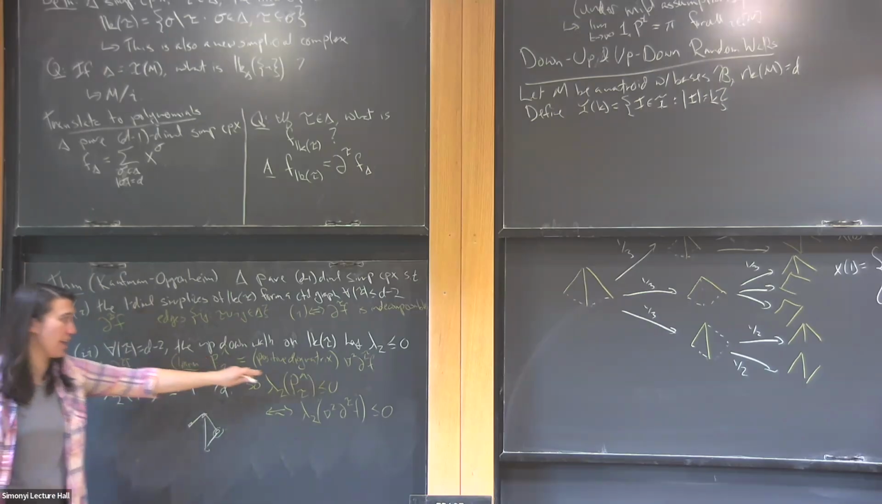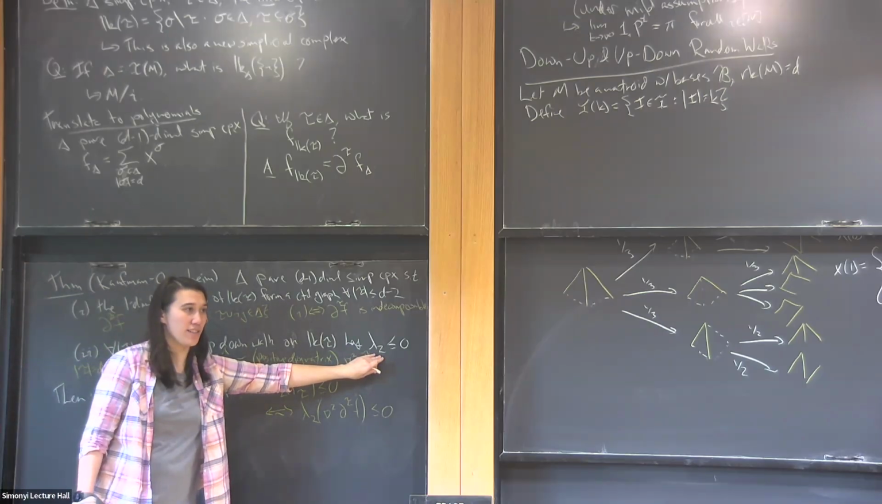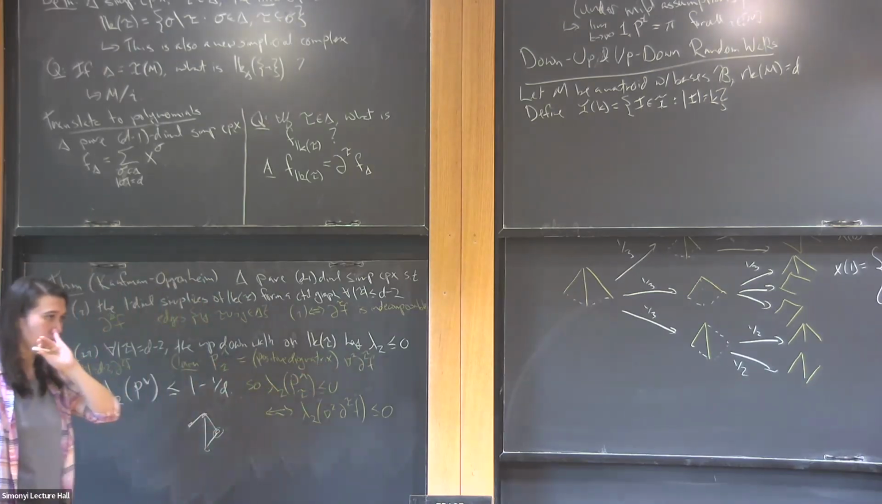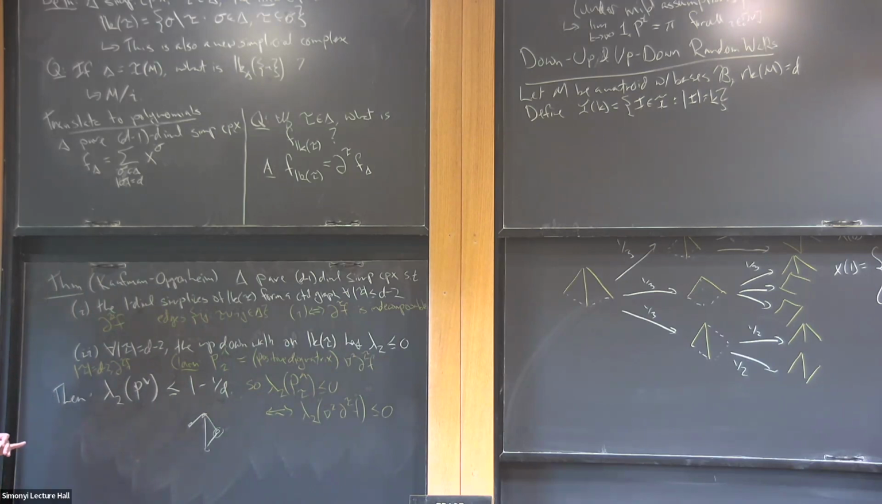And I want that to have non-positive second eigenvalue. So is this some local-global principle? It's exactly a local-global principle.